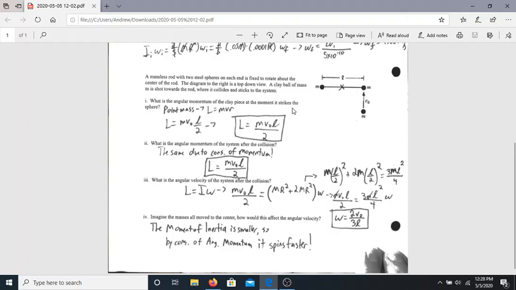Now we're in business because we have something that we can plug in for the moment of inertia. You'll notice right here, I still have the original angular momentum equals the moment of inertia times the angular velocity. If you solve for the angular velocity, how fast this thing is spinning, it's equal to 2/3 times the original linear velocity of the clay sphere divided by the length of the rod.